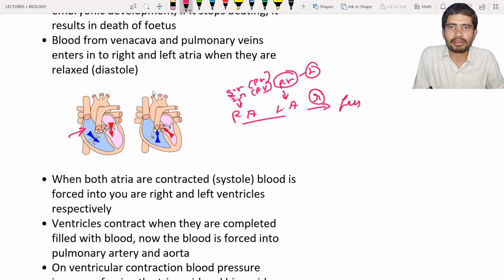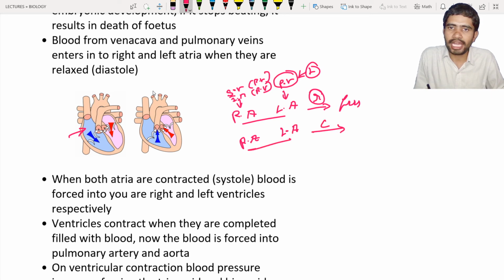Okay, from the lungs oxygenated blood will be brought, and it is going to pump the blood to the left atrium. Okay, they are relaxed, they are going to fill the blood. Now what happens? They are going to contract. Okay, right atrium and also left atrium is going to contract. So when they contract, what will happen?